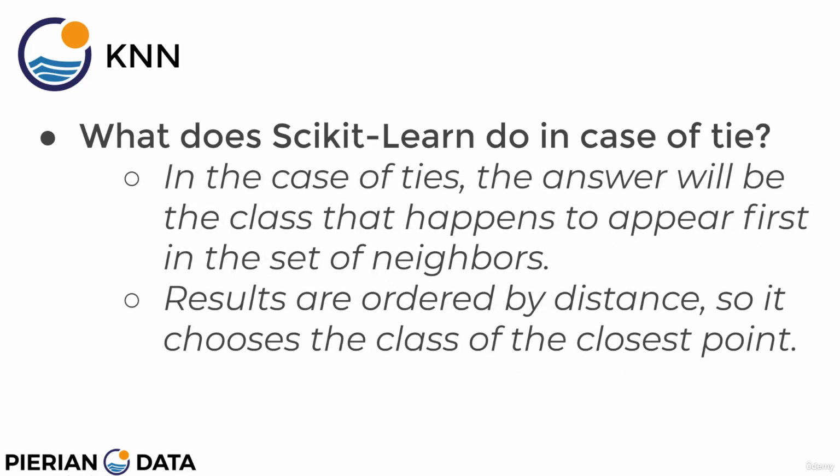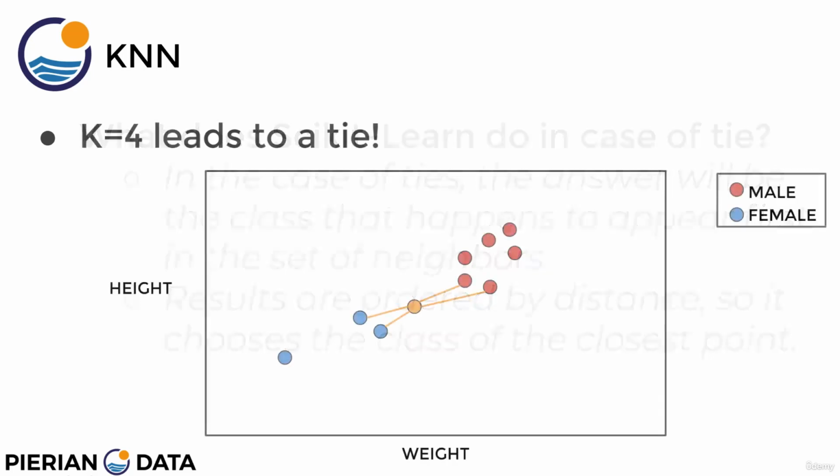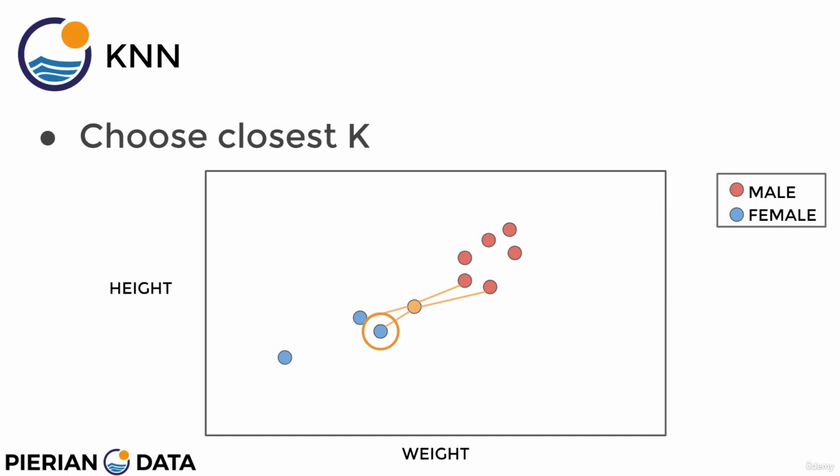And that means, if you take a look at the source code for scikit-learn, in the case of ties, the answer will be the class that happens to appear first in the set of neighbors. And the ordering that is done by scikit-learn means that they're ordered by distance. So it chooses the class of the closest point. Essentially, the last consideration option we had. If you have a tie, simply choose the nearest point. So here we have k is equal to 4. And you can see that we're simply going to choose the closest k value.